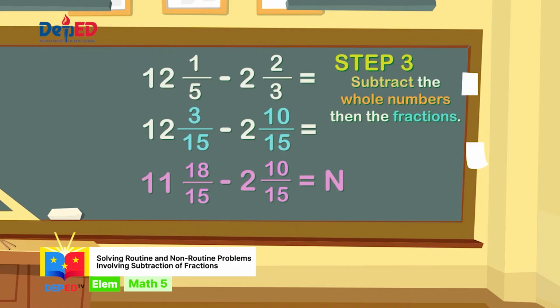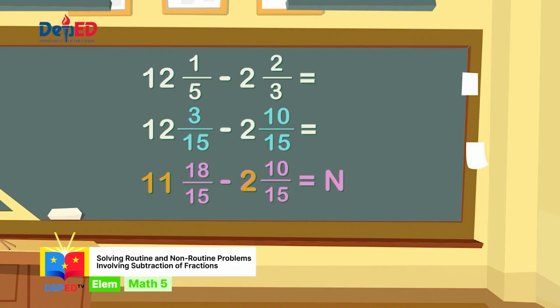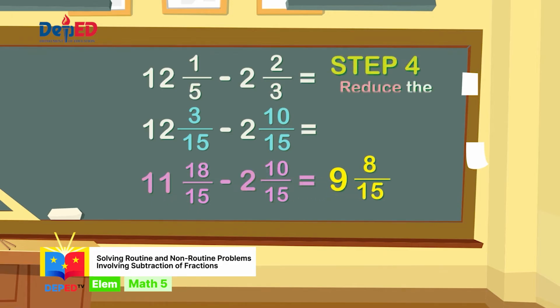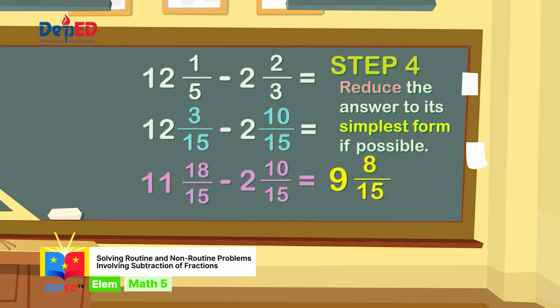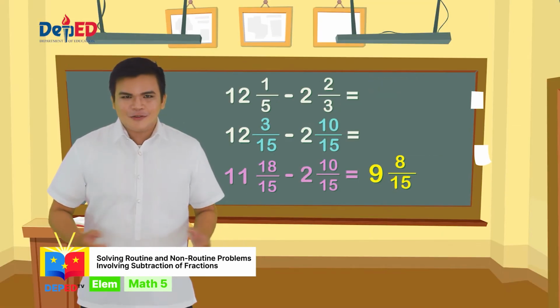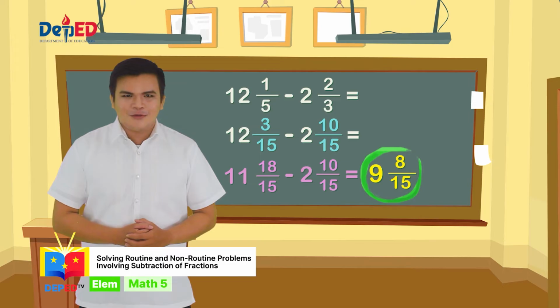Step 3. Subtract the whole numbers, then the fractions. 11 minus 2 equals 9 and 18 minus 10 equals 8. Step 4. Reduce the answer to its simplest form if possible. 9 and 8/15 is already in its simplest form.